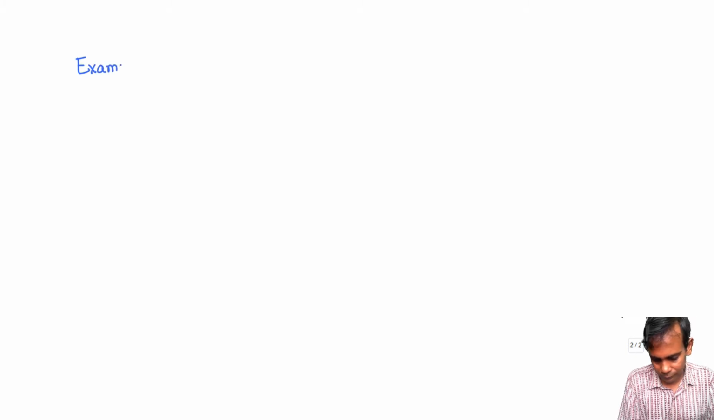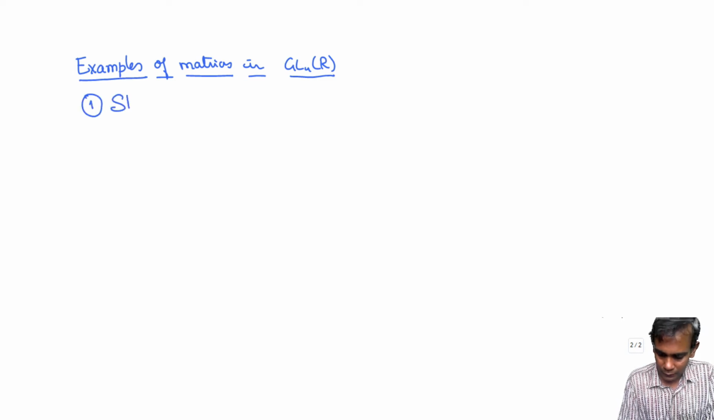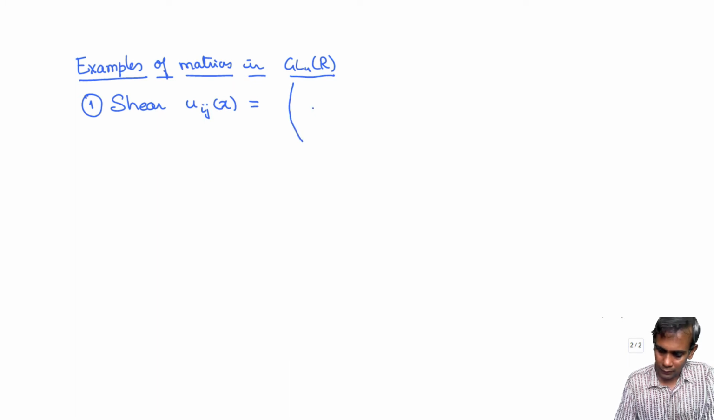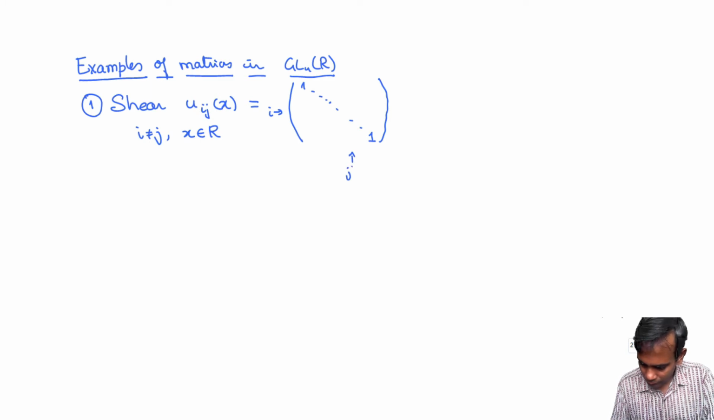Let's look at some examples of matrices in GL_n(R). So the first is called a shear, and it's denoted by U_ij(x). This is a matrix given by ones all along the diagonal, and here we are assuming that i is not equal to j and x is any element of R. And what you do is you take the ith row and the jth column, and in the ith row and jth column, you put x. So that is the shear U_ij(x).